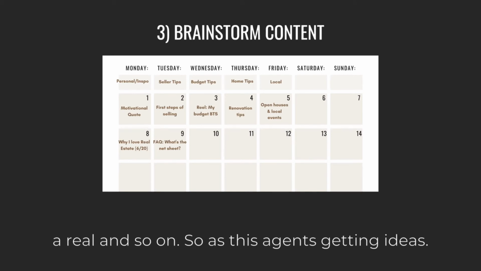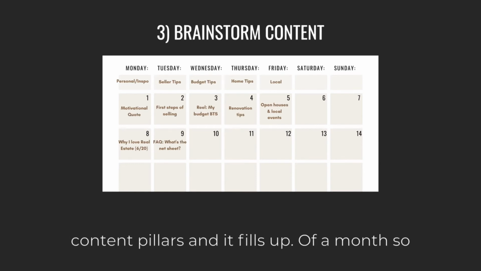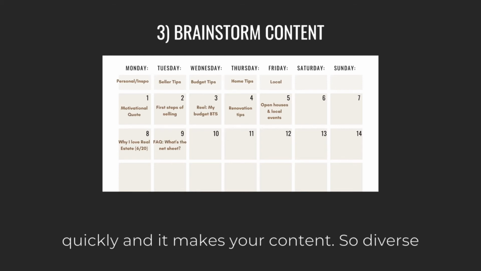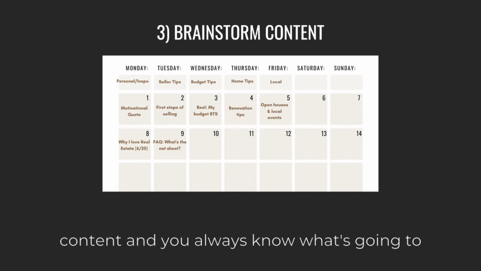So as this agent's getting ideas, they can just drop them in below each of those content pillars, and it fills up a month so quickly, and it makes your content so diverse each day. You're posting different types of content and you always know what's going to go out on that day.